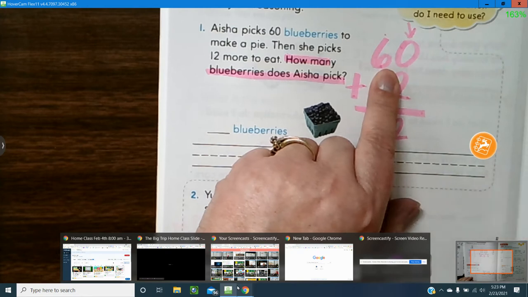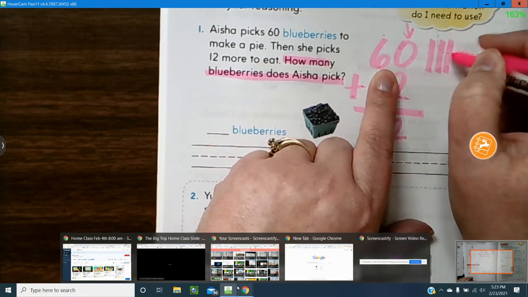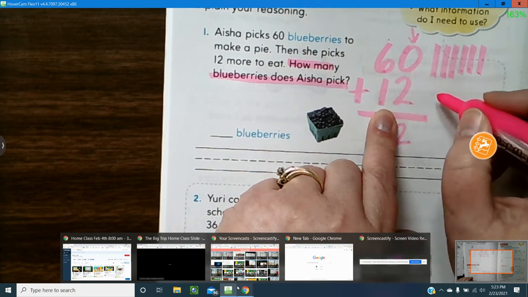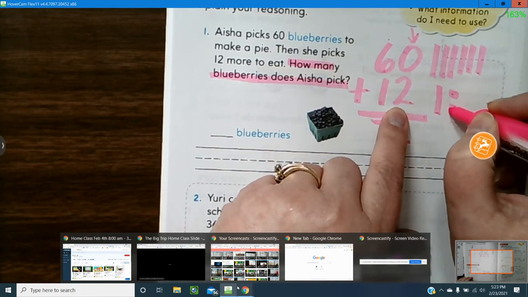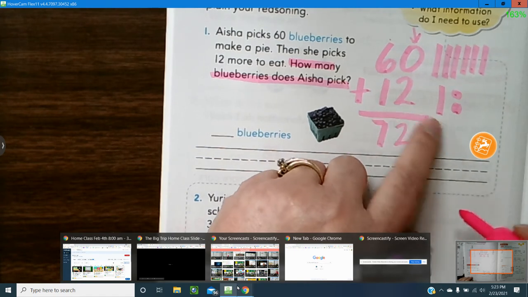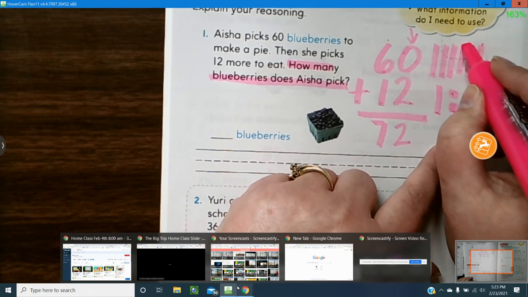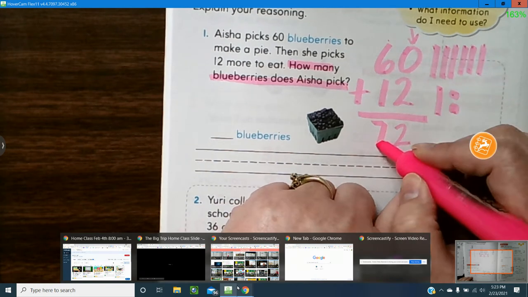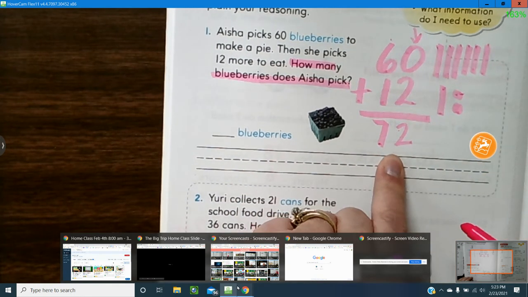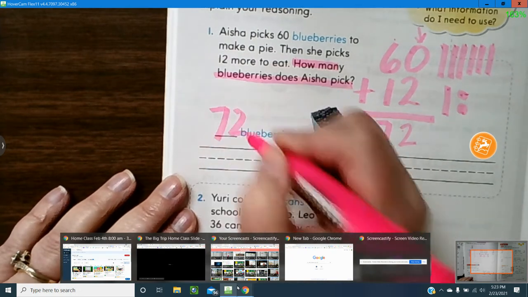If you needed to do your model, you could do 6 tens, and then you could do plus 12, which is 1 ten and 2 ones. That's 12: 10, 11, 12. And then you could count it up. 1, 2, 3, 4, 5, 6, 7, plus 2 more. 72. So the answer is 72.